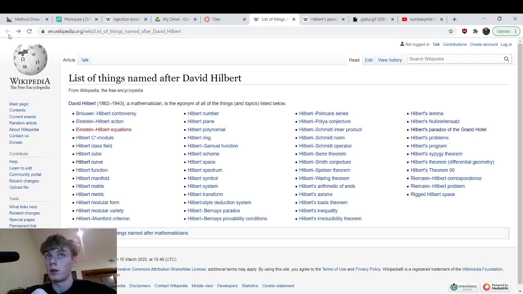So here's a Wikipedia page of the things named after this guy Hilbert. Crazy mathematician. Kind of ridiculous, right? And all of this is just beyond mathematicians today. He's an absolute giant in the math world. But he's got some interesting stuff, just some cool things I thought I'd introduce you to.